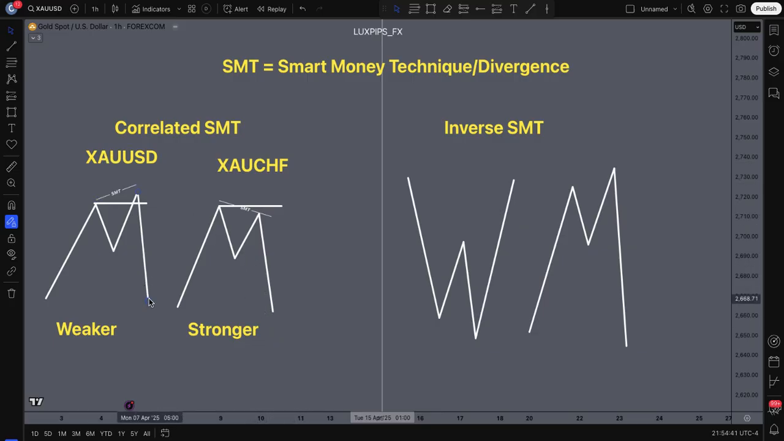But on gold, it's still going to do the same thing, but it's going to take a little longer than XAU CHF. Nonetheless, I still trade gold only, and I'll still trade it even though it's weaker. This SMT is what I'm mostly looking for.